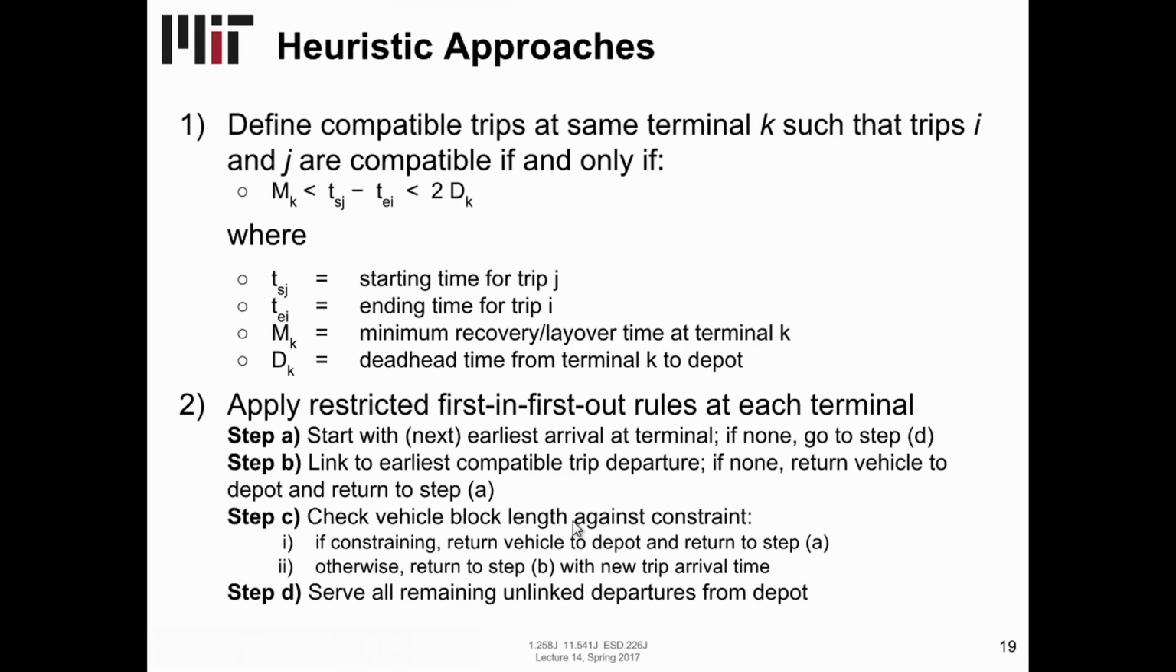If there is a trip that is compatible with the trip that arrives, then we will check the vehicle block length against the existing constraint. Again, that could actually be related to the fuel and fueling constraint and so on and so forth. If it's constraining, then we need to cancel that and return the vehicle to the depot. Otherwise, we would basically make the connection between the compatible trips and consider the second trip a new arrival to the downstream station, basically. After that, we start again with our remaining unlinked trips from the depot.